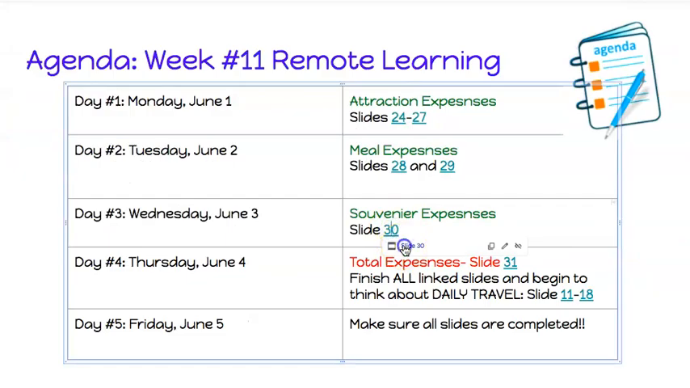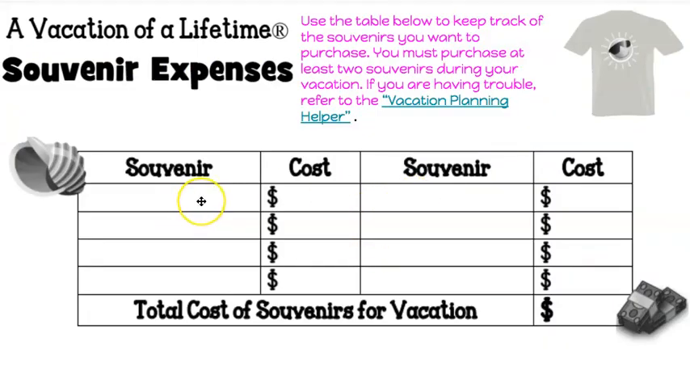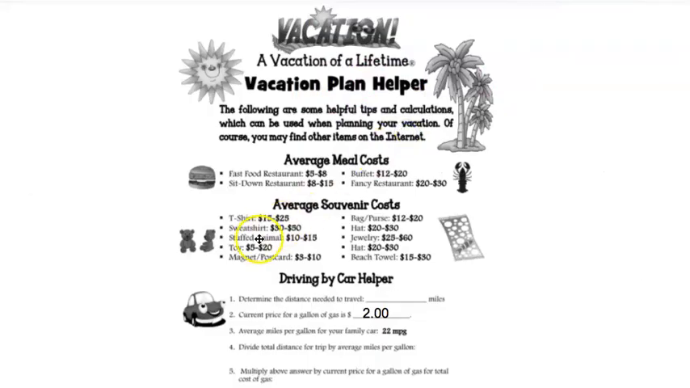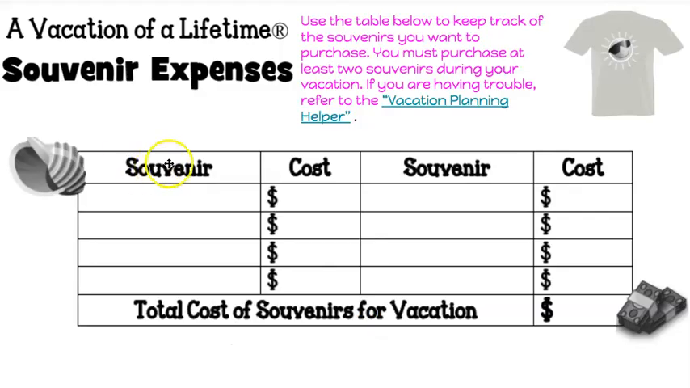On Wednesday, you are going to calculate your souvenirs. So you must purchase at least 2 souvenirs during your vacation. So once again, you can use the vacation planner, and let's look at the souvenirs. I want to buy a sweatshirt and a hat. So the sweatshirt will say is $40, the hat will say is $25. So I'm going to buy a hat and a sweatshirt. Okay, so my total cost of the souvenirs, I added together. I spent $65 on souvenirs, and that you will be doing on Wednesday.